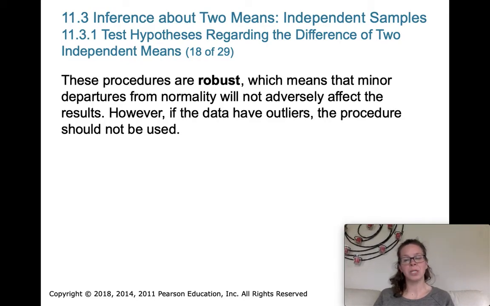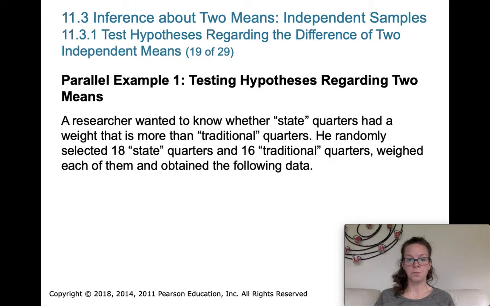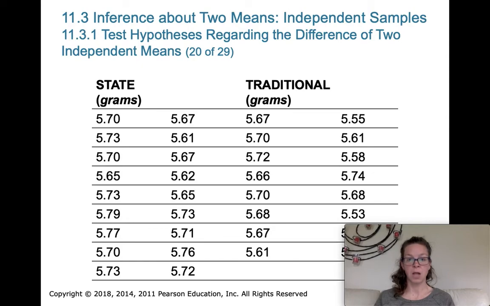Otherwise, if there's a skew to the data or something, it's not perfectly normal, that's okay. But outliers could cause us problems, so we should look for outliers. So, a researcher wanted to know whether state quarters had a weight that is more than traditional quarters. That gives us our hypothesis right there. The researcher believes that the state quarters might have a weight that is more than traditional quarters. So he randomly selected 18 state quarters and 16 traditionals and weighed them and got the following data.